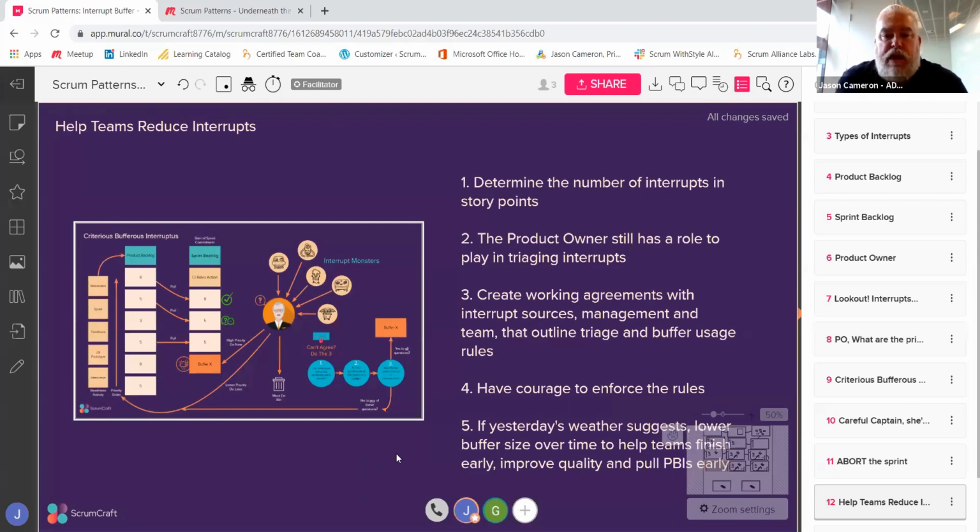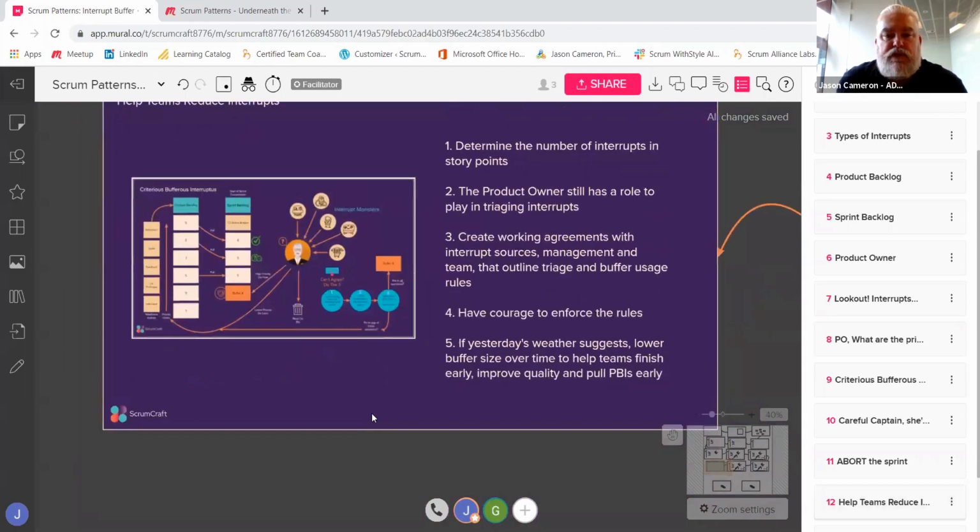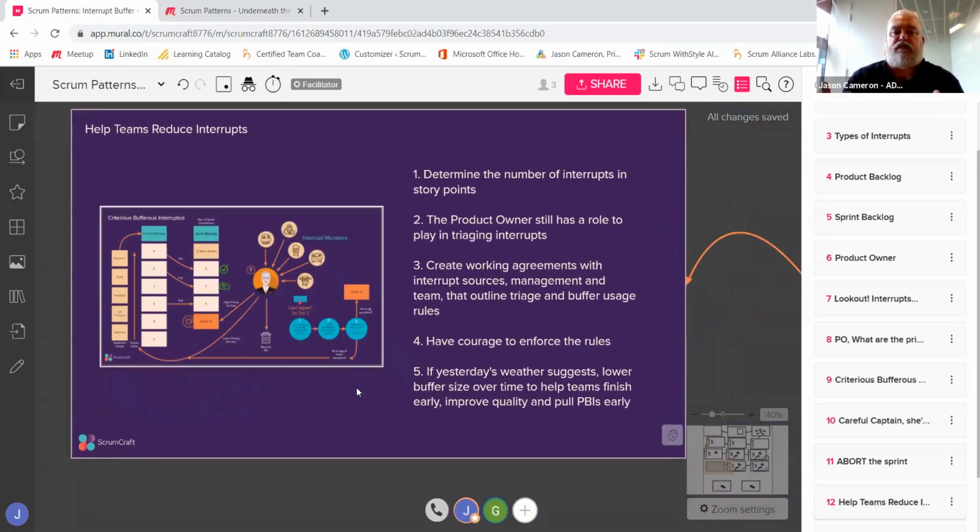Okay. And I think this talks a little bit to your comment before, Manish, that if yesterday's weather suggests it, start lowering your buffer size. If the interrupts start slowing down because you're following the rules and everything's working nicely, you can start to bring the buffer size down over time. It actually helps the team finish the sprint early, and they can start pulling new scope items from the backlog.